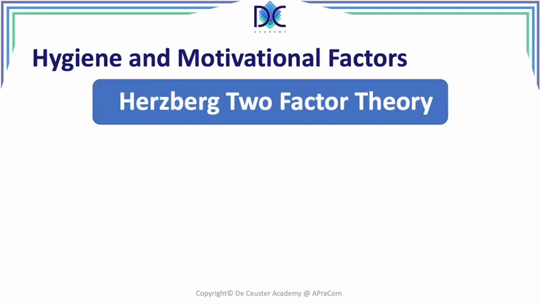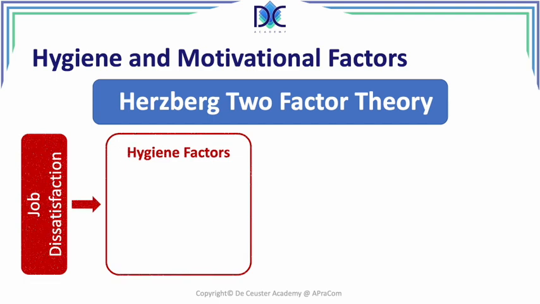So we still have the Herzberg two-factor theory, and we have job dissatisfaction with the hygiene factors. We have the salary. A good salary is one of the basic elements. It's not a motivational parameter as such, although some people only look at salary, and then it can also be a motivational factor. But in general, it's a hygiene factor.